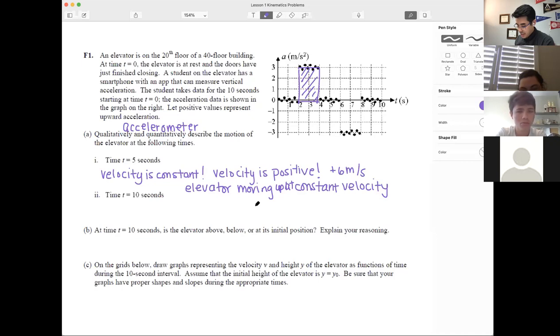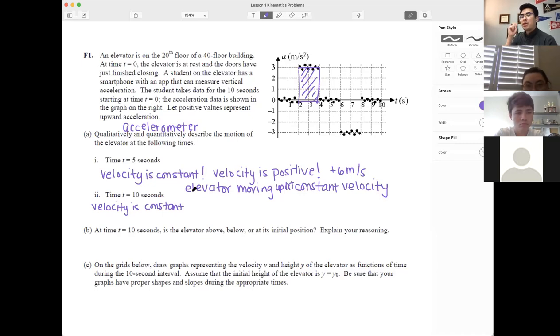Anybody have any thoughts? Are we doing A2? A2, yeah. Oh, okay. The velocity is also constant at 10 seconds. Okay, velocity is constant, sure. And it's negative 6 meters per second.